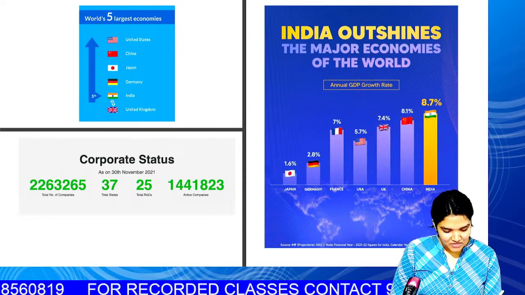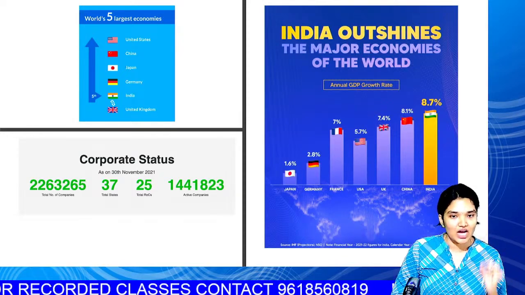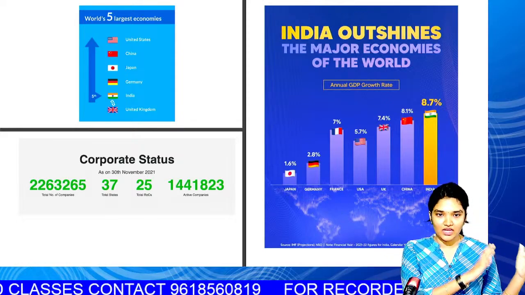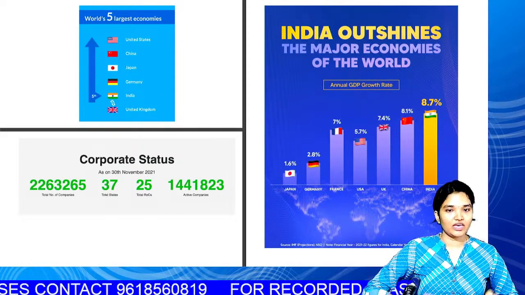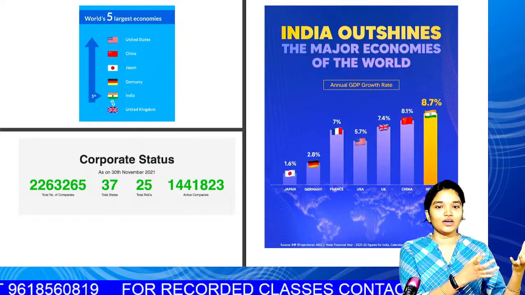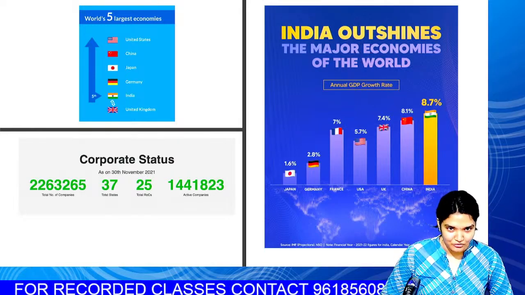Yes or no? So India outshines the major economies of the world, and it is the fastest growing economy. Fifth largest economy and number one fastest growing economy. So we have to contribute to the companies. The companies will contribute to the economy, and we have to be part in making India the first largest economy.